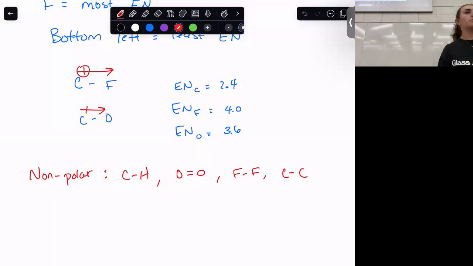There would still technically be some polarity in there. And so that's why I'm saying nonpolar is just when it's carbon and hydrogen, and when it's the same element bonded to itself. Oxygen and fluorine are very close together. Their bond is like 0.4 apart. But that's still going to be a difference in polarity, and so you would know that that is still polar.